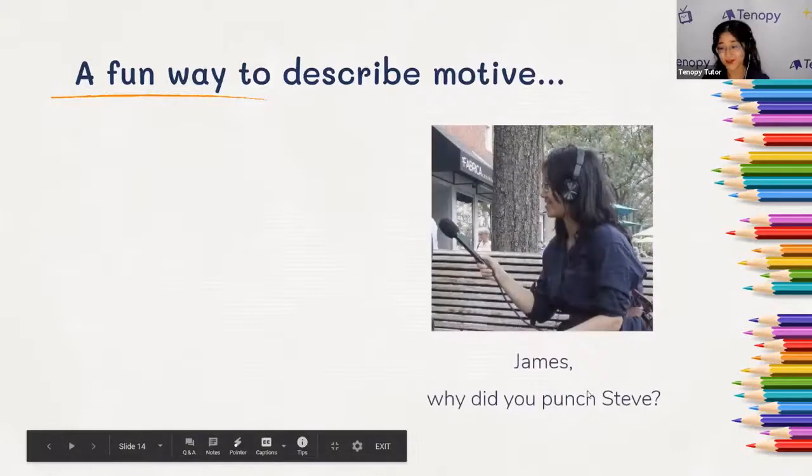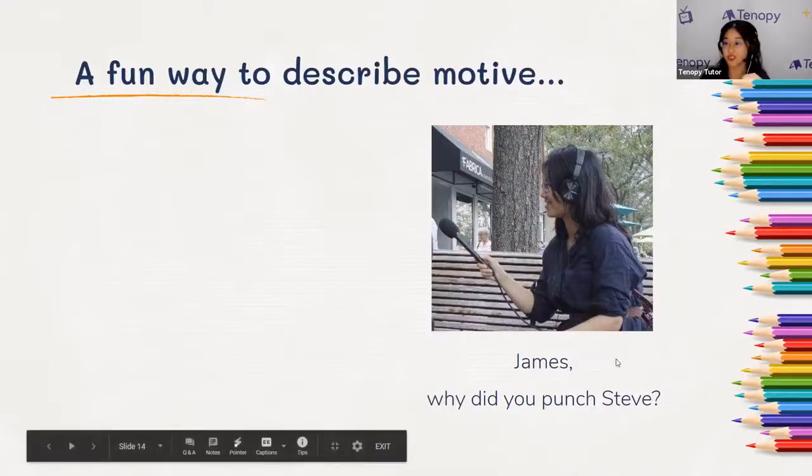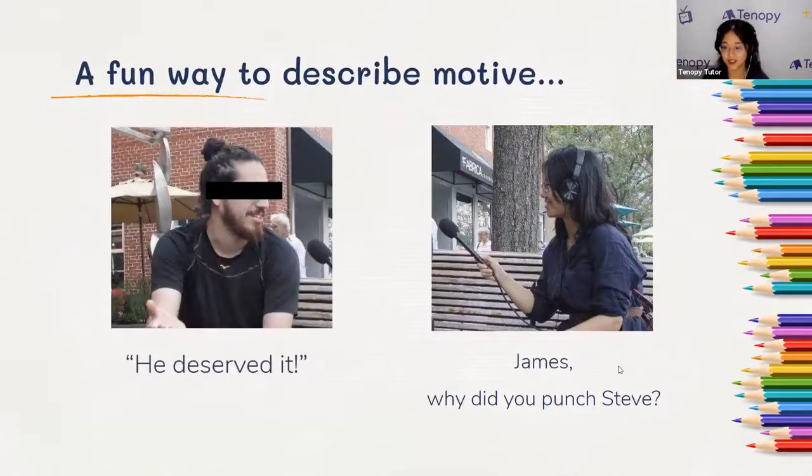Remember the story where James punched Steve? An interesting way to describe the motive would be to let your characters tell the readers themselves, and that would be through dialogue. So, Teacher Hetty is here to ask James, "James, why did you punch Steve?" Like a reporter. And James said, "He deserved it." James says he deserved it.